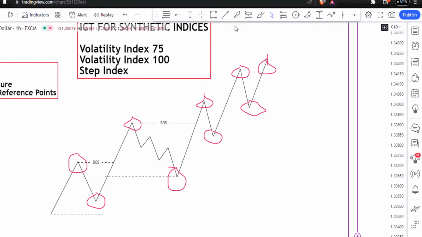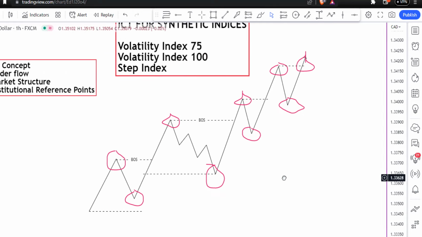We have another structure broken right here. If you can see, the market pushes above here, a break of structure, and a break of structure at this point. So this is what we call an uptrend. When you see the market do something like this, you have an uptrend.